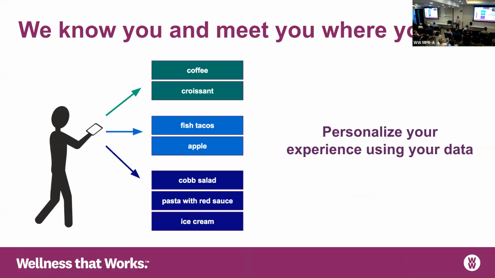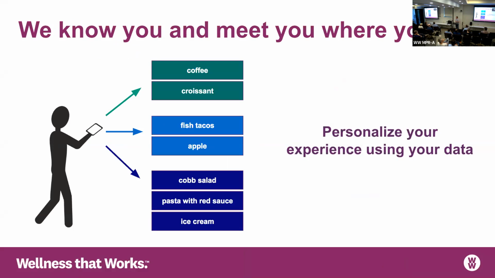All right, so one of our core tenets is that we know you and we meet you where you are. So all our members are tracking everything they eat. So in the hypothetical person here, they've tracked coffee and croissant for breakfast, fish tacos and apple for lunch, and a Cobb salad for dinner. Then they got some pasta and some ice cream. So maybe it was their cheat day or something.